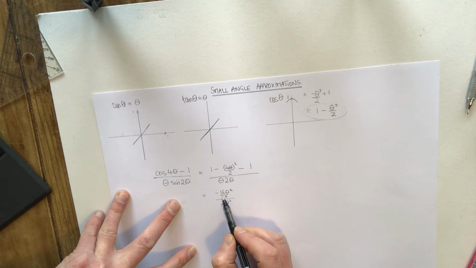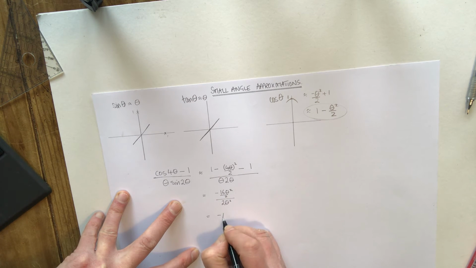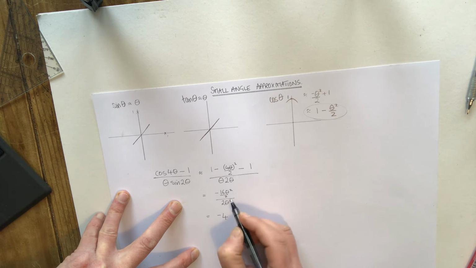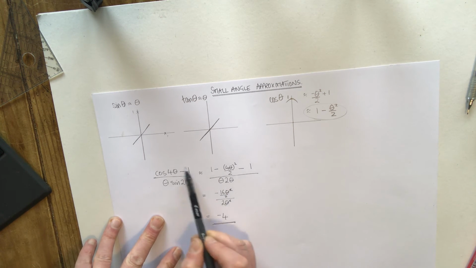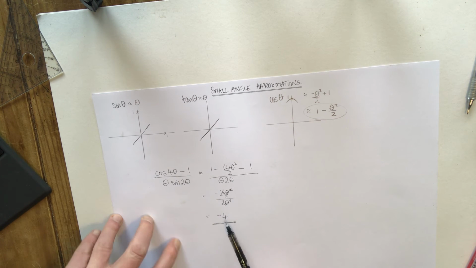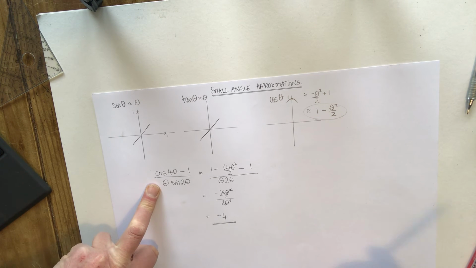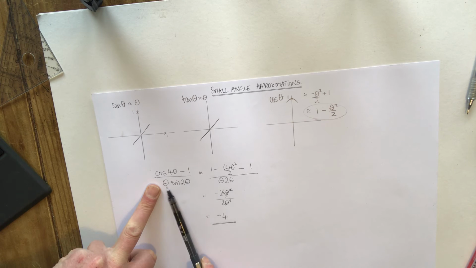Well, let's deal with the numbers first because this is a bit messy. Minus 16 over 2 is minus 8. Minus 8 divided by 2 is minus 4. And the theta squareds cancel. So this thing, when theta is very small, approximates to minus 4. Try it, make theta very small, 0.001 or something, work out cos of 4 theta take 1, divided by theta times sine 2 theta, and you should get an answer that's pretty close to minus 4.